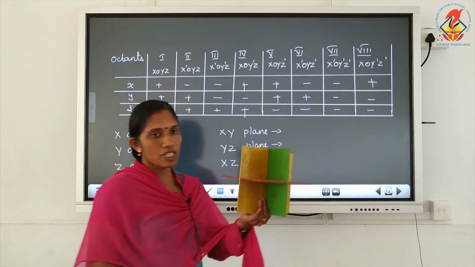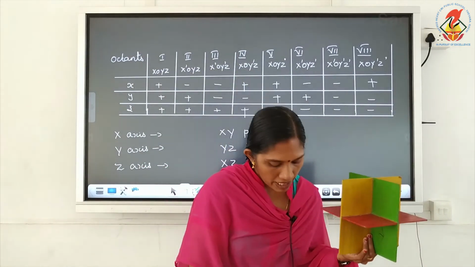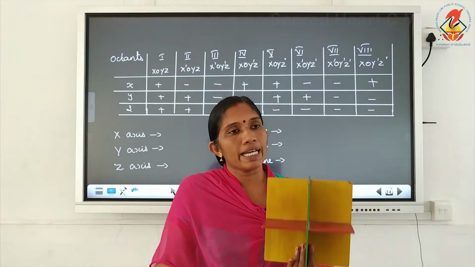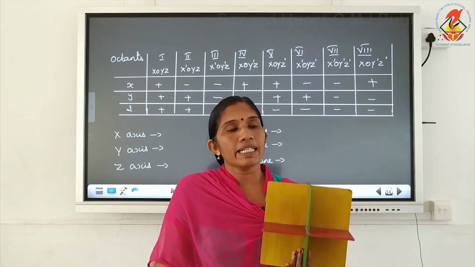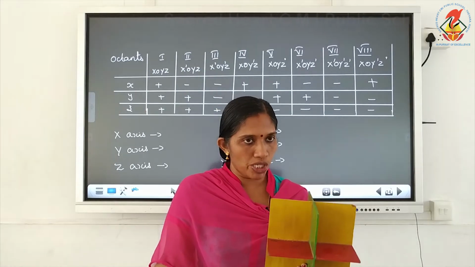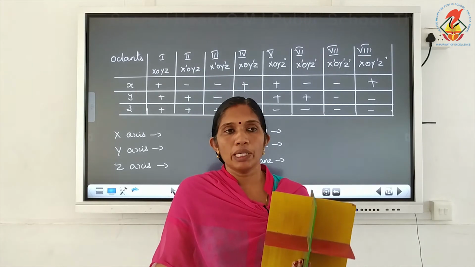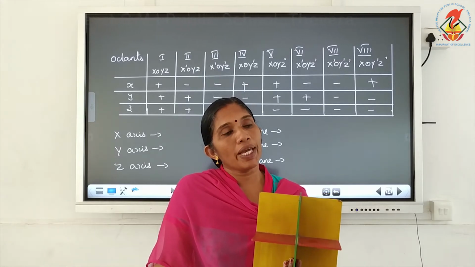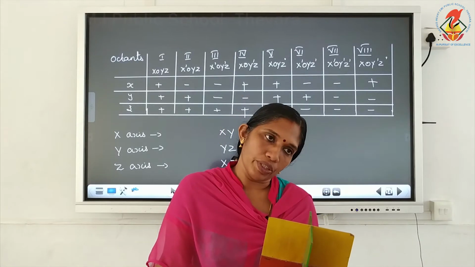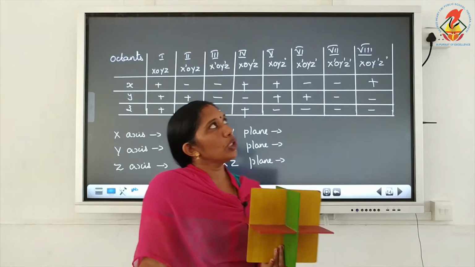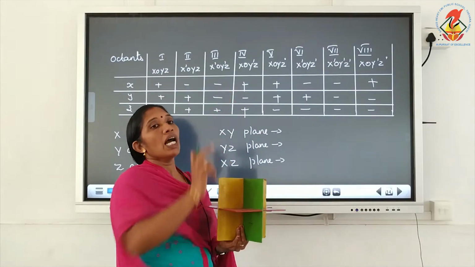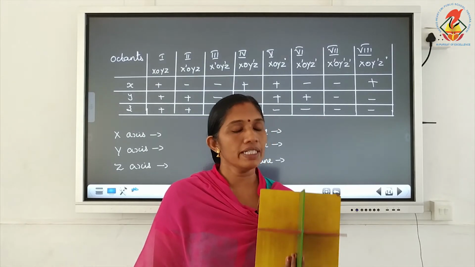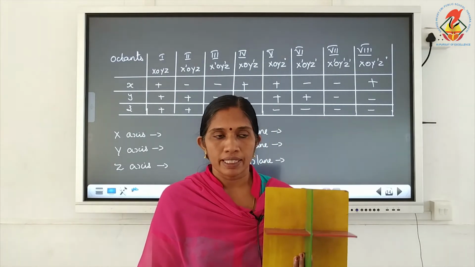Okay. So understood this? So in space, when the xy, yz and xz planes intersect each other at the origin, these three planes are mutually perpendicular to each other and they divide the space into 8 parts. Each part is known as an octant. So you have to learn the name of the octant and the sign of the x, y and z coordinates in each octant. That is important.